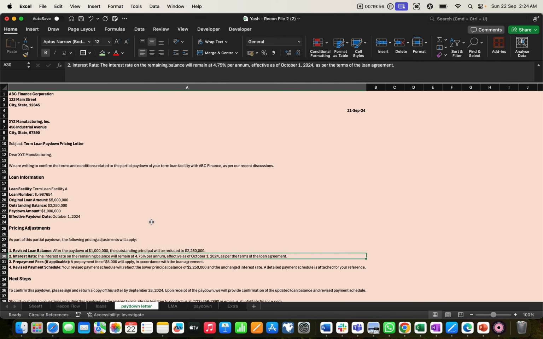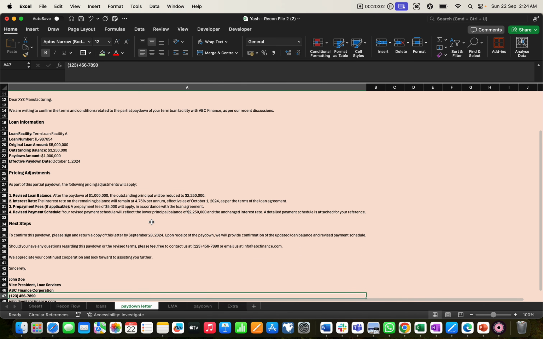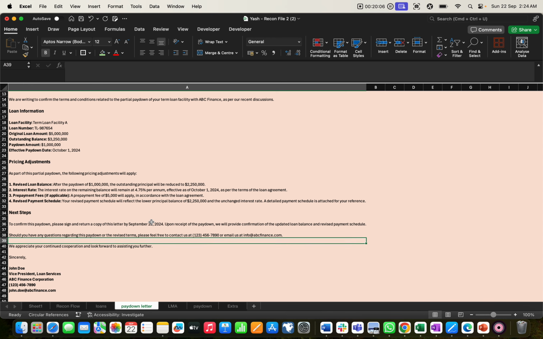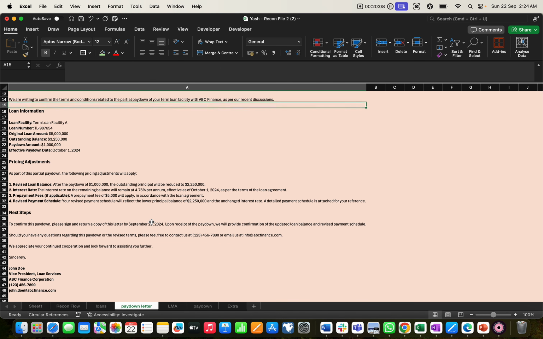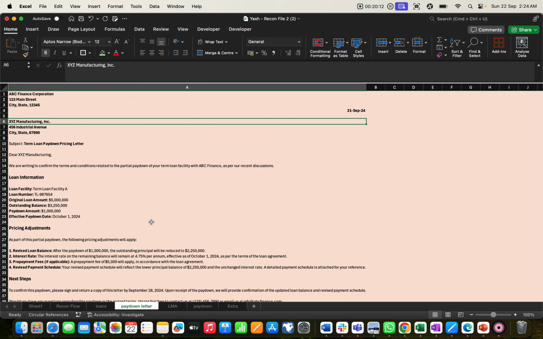The interest payment, how much loan payment there is, what the next step is, and who is releasing it are all given there. Then the manufacturing company, XYZ Manufacturing, has to confirm that they agree on this part, as ABC confirms, and this flow will go on for the rest of the life of that term loan.